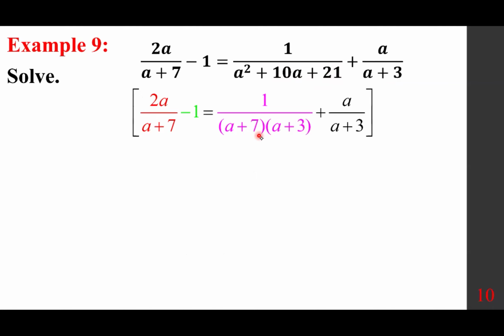21 is the product of 3 and 7. So what is the LCD? Well, it's simply this one in the form of a product. We're going to use it, a plus 7 times a plus 3. And also, none of the denominators can be 0. This can't be 0, so a can't be negative 7. This can't be 0, a can't be negative 3. The same thing goes here. You're going to multiply both sides by the LCD. And you're going to say it can't be those numbers.